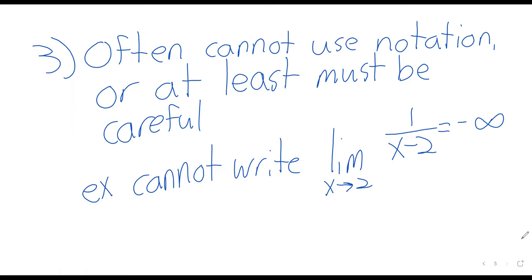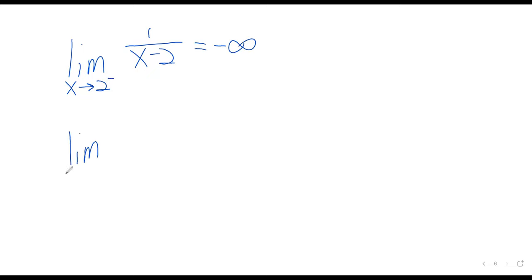What we could write is that the limit as x approaches 2 from the left of 1 divided by x minus 2 equals negative infinity, and the limit as x approaches 2 from the right of 1 divided by x minus 2 equals positive infinity. If we wanted to insist on this notation, we would have to use one-sided limits.